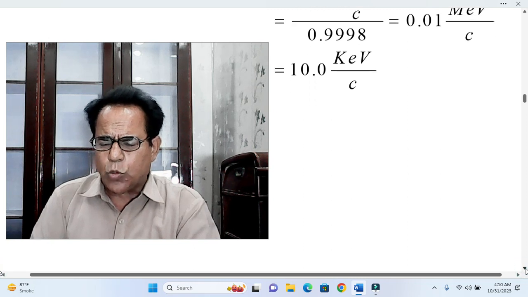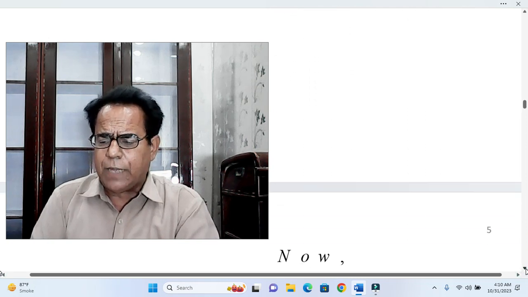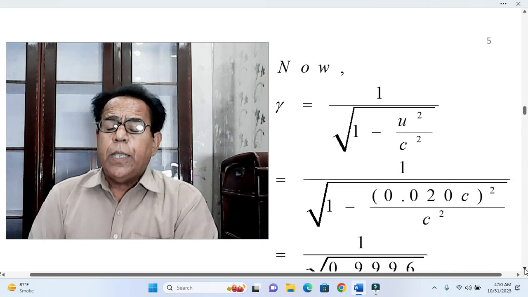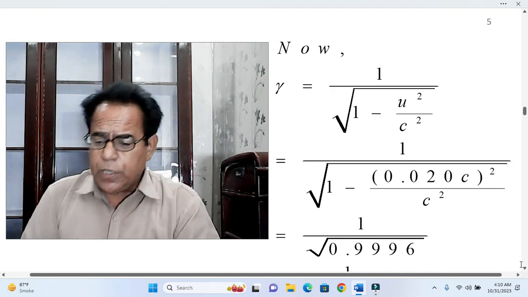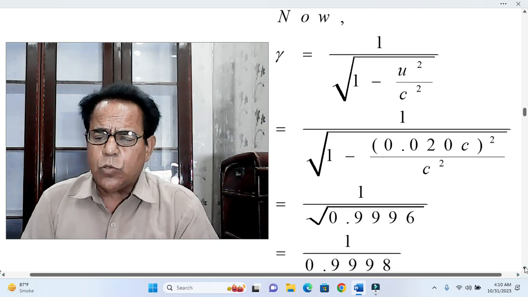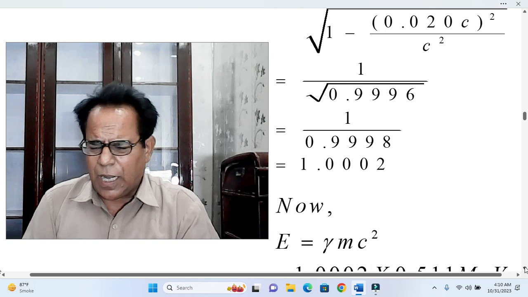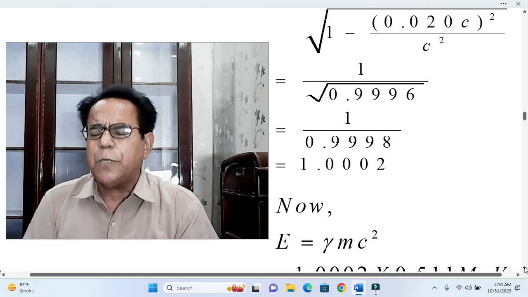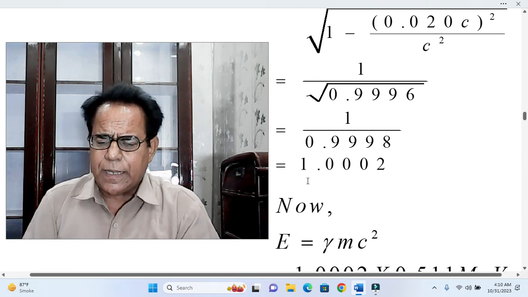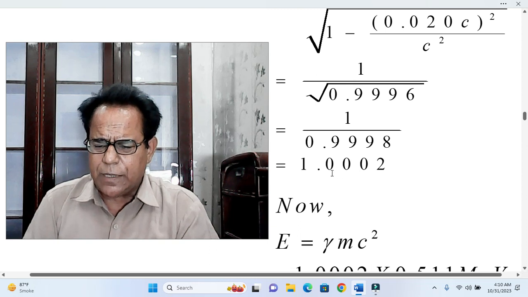Okay, we have taken only one step, we have not taken two steps. Now we are going to find out the Lorentz factor gamma. Okay, gamma is equal to this. This has almost already been solved in the previous part, except that this value has not been finalized.